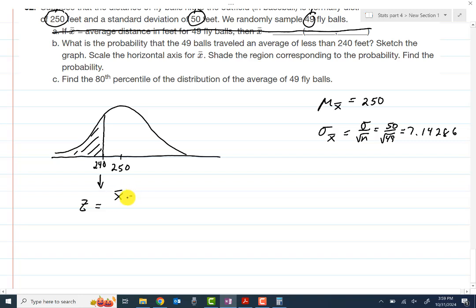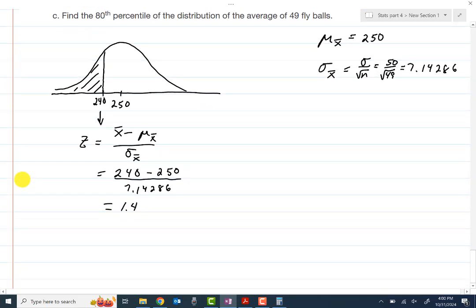Here it's x bar minus mu of x bar divided by sigma of x bar. I now have all those numbers. 240 minus, where's this guy here? 250 divided by 7.14286. Well, rounding gives me 1.4 here.